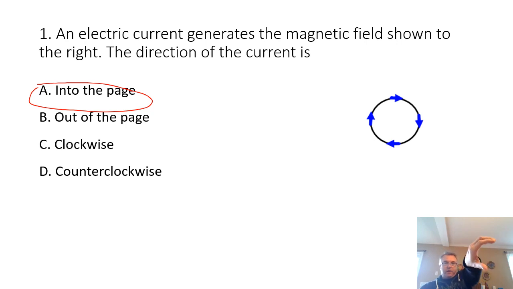My thumb is the direction of the current. As my fingers are curling around in a clockwise direction, my thumb is pointing into the screen. So that is our first right-hand rule.